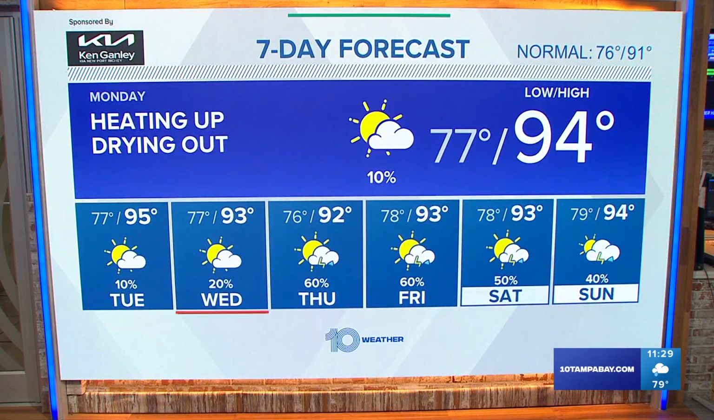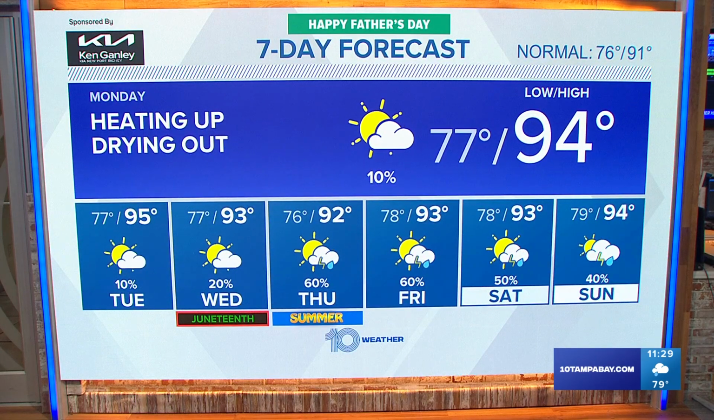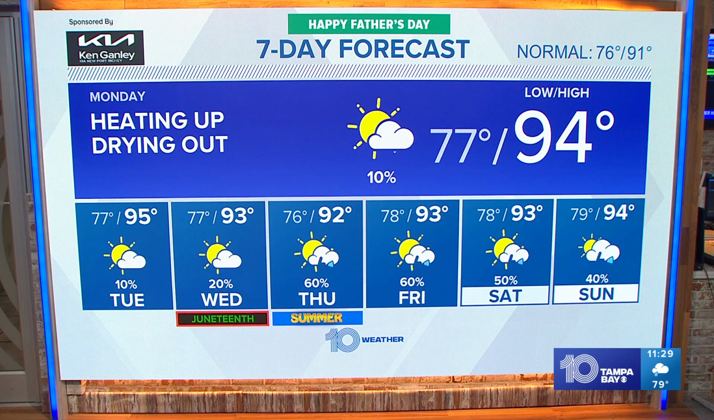Let's get a little look at the 7-day forecast here. Again, temperatures will remain pretty consistent. Pretty dry for the next 2 days, but we are looking for that opportunity for rain towards the end of the week, thanks to that system that's trying to form in the Atlantic right now.